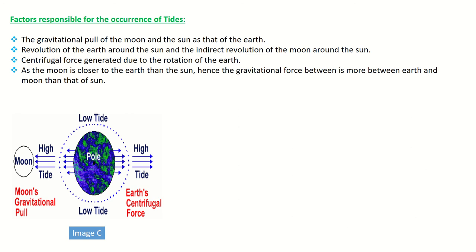But just opposite to it, on the right side, there will be high tide on that side also, because of the centrifugal force. One is because of the moon's gravitational force and one is because of the earth's centrifugal force. Just remember this: high tides act in opposite directions, meaning in both directions there will be high tide.